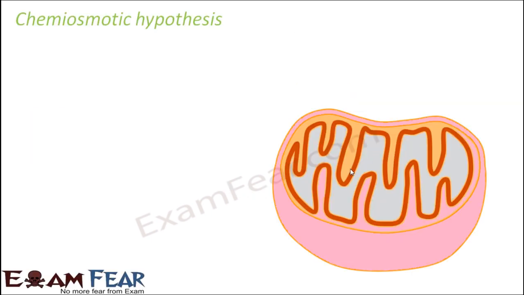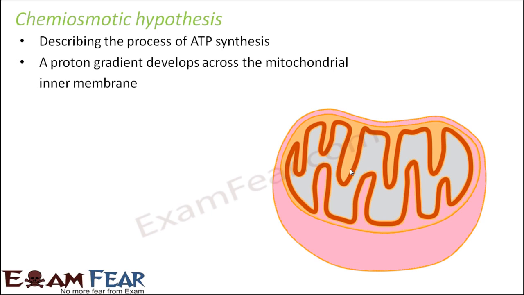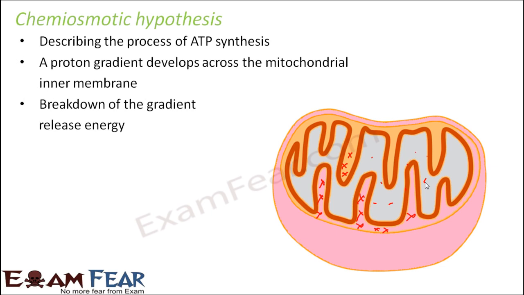Chemiosmotic hypothesis. We have already discussed this in our previous lesson, but let us repeat it once again. This hypothesis describes the process of ATP synthesis. A proton gradient develops across the mitochondrial inner membrane. As I said, this is the inner membrane. Here too many protons get collected, and inside the proton concentration is less. Therefore, a gradient develops across this membrane.